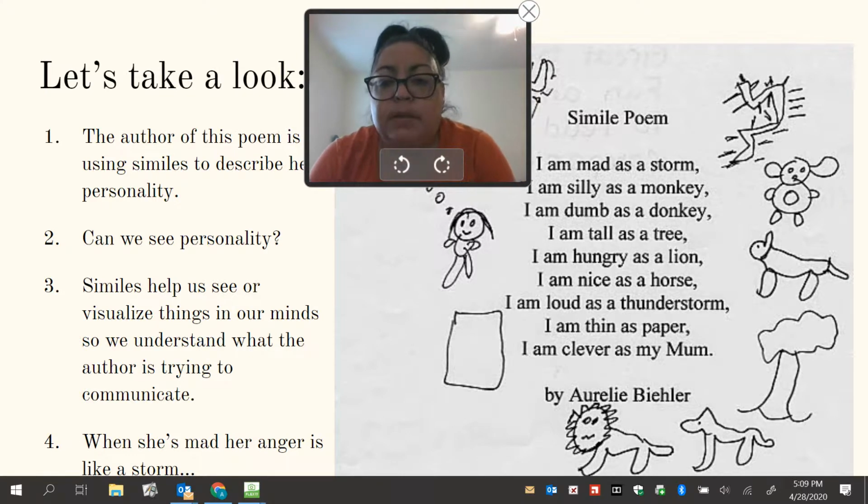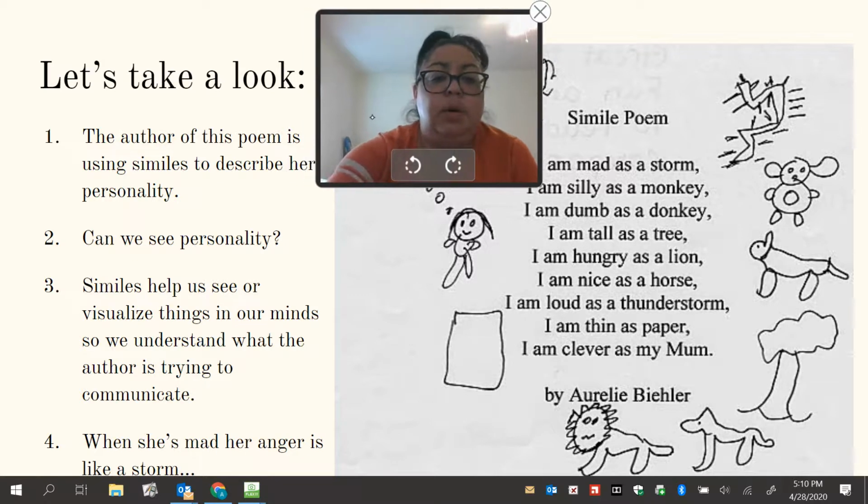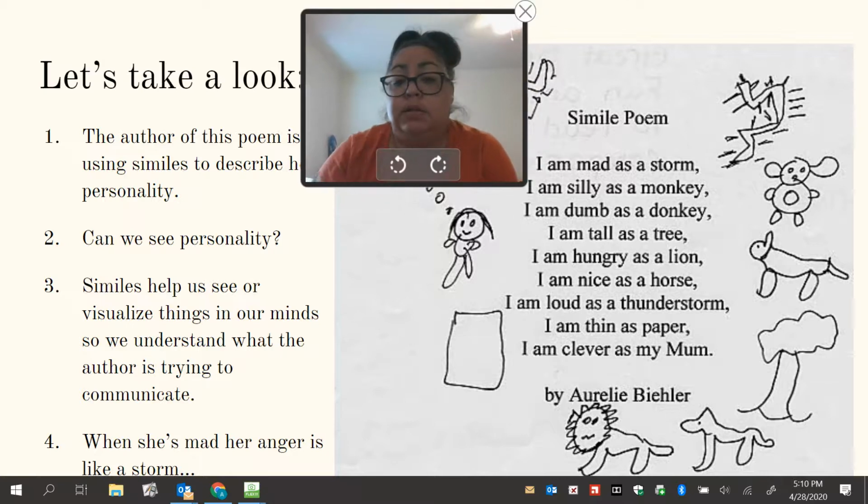I am mad as a storm. I am silly as a monkey. I am dumb as a donkey. I am tall as a tree. I am hungry as a lion. I am nice as a horse. I am loud as a thunderstorm. I am thin as paper. I am clever as my mum. By Aurelie Baylor.